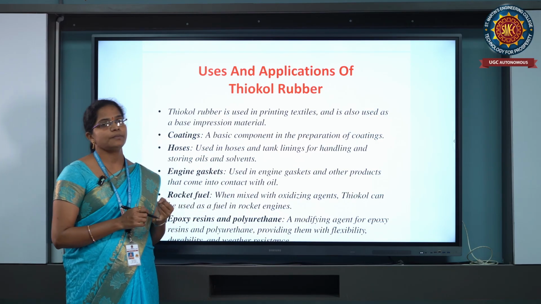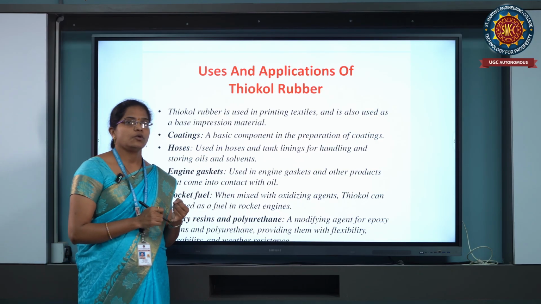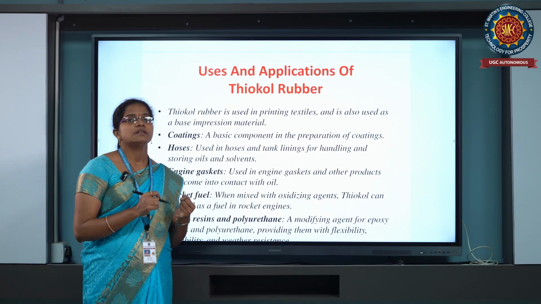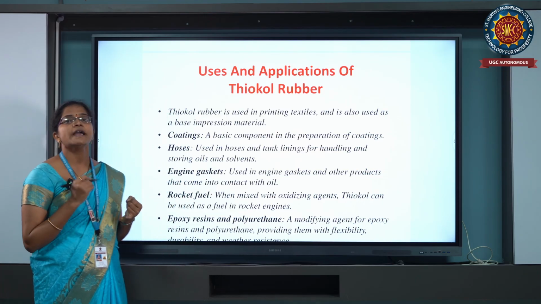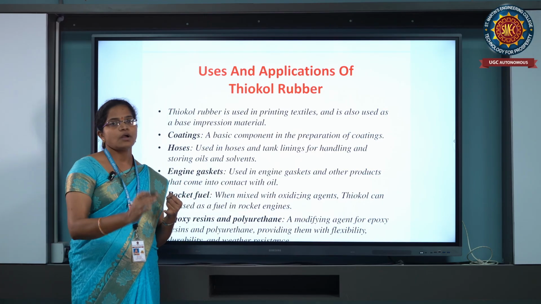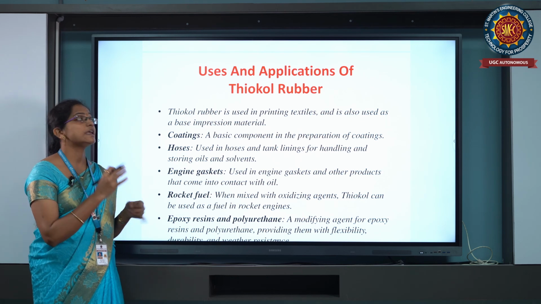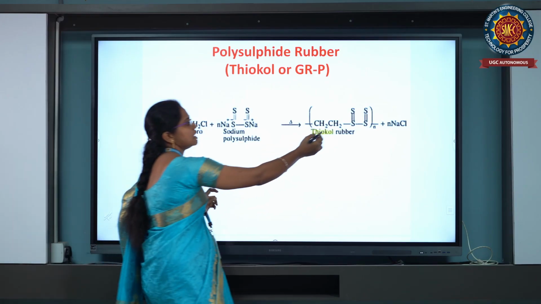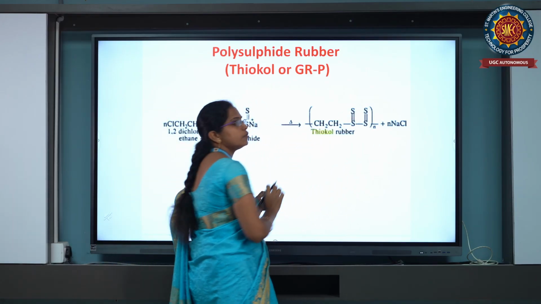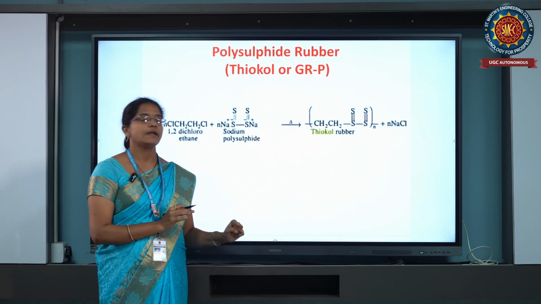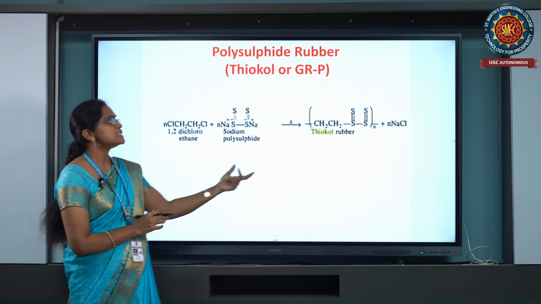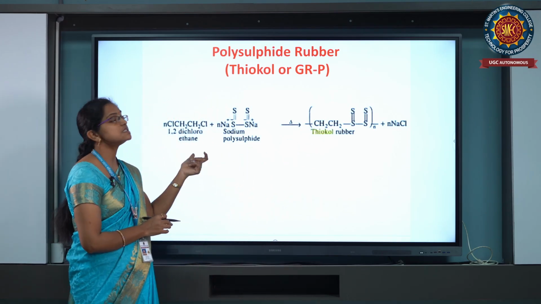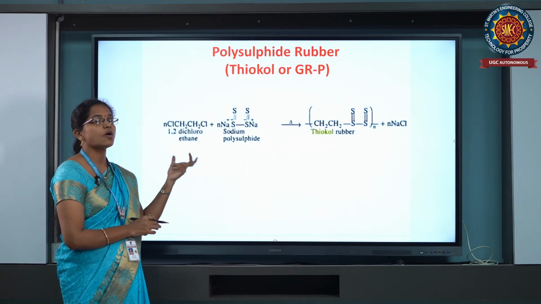How to prepare thiokol rubber: dichloroethene and disodium polysulfide. In the presence of heat, you prepare the thiokol rubber. Thiokol rubber means a linkage of two bonds. There are two sulfur bonds, mostly four sulfur bonds, present in the thiokol rubber. That is the main use. These bonds are very strong, and for that reason this rubber is very expensive, very costly.